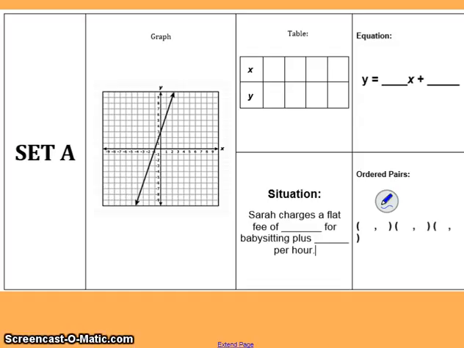This is your first example. It says set A, so make sure that you pull out this paper. It gives you a graph, and you have to create a table, an equation, fill in those blanks for your situation, and then also create your ordered pairs.